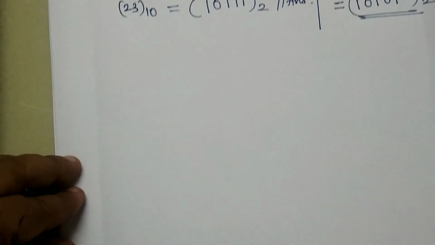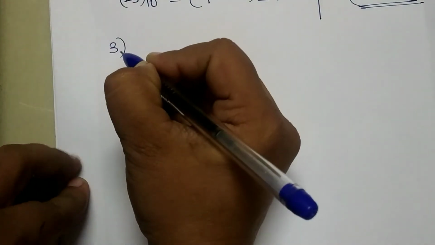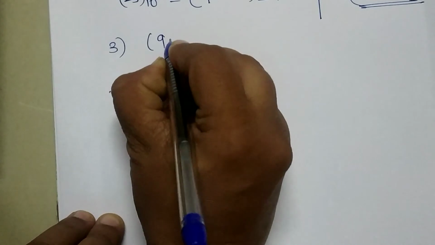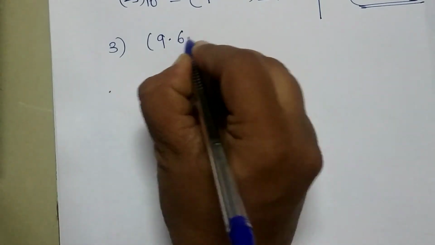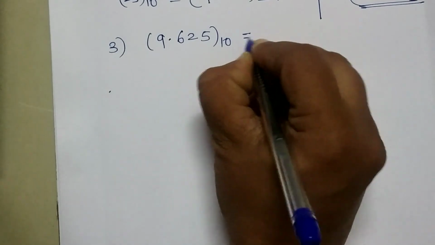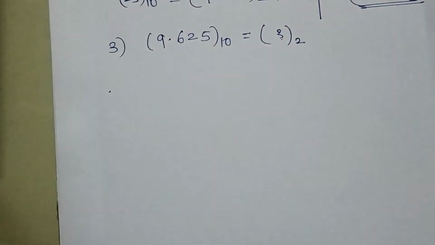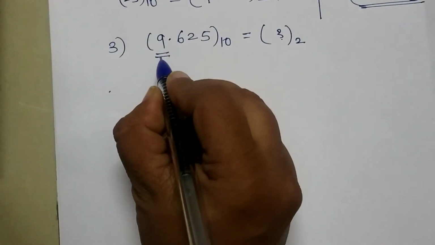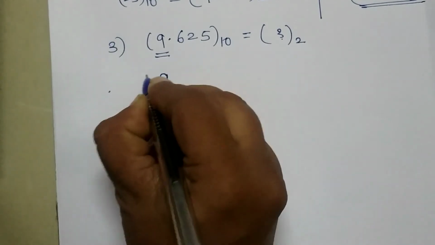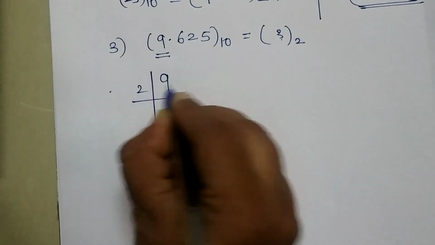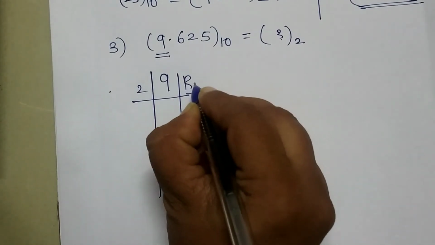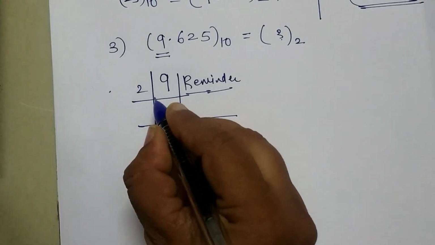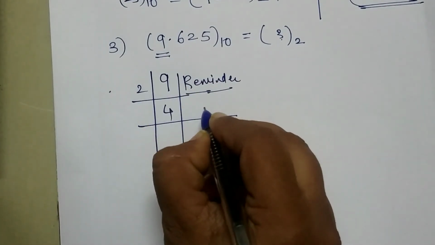Now we will consider one more example, where we are going to consider a fractional number also. The example is 9.625 to the base 10, and we are going to convert this into an equivalent binary number. First, convert the decimal number 9 into a binary number. How can we convert it? Just divide this 9 by 2 and write down the remainder here. The quotient is 4. Remainder is 1.